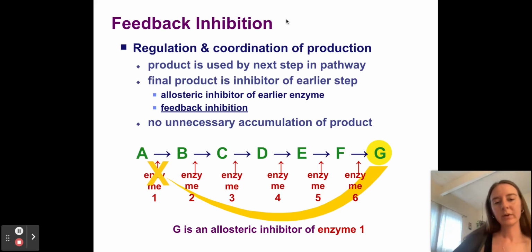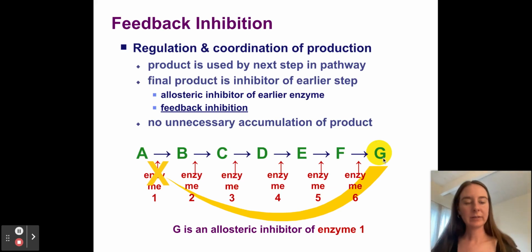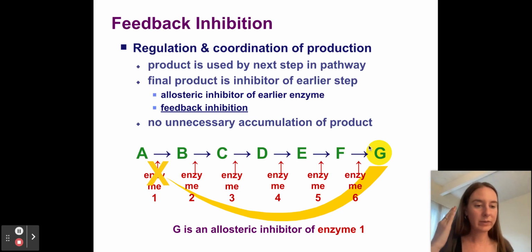Why? Well, it's because once you have enough of this product, you don't need any more. We need to stop it. We need to turn the chain off, right? Turn all machines down. So that product will now go back and stop that first enzyme by binding to the allosteric site. And what this will do is it allows no unnecessary accumulation of product. We've done enough. We stop production. We don't need any more.